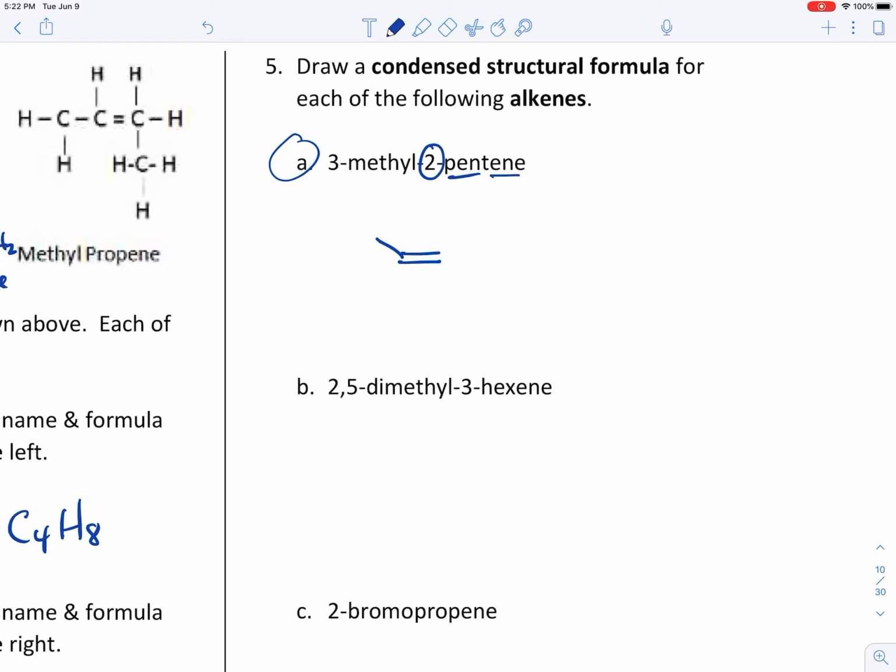And now I have 1, 2, 3 carbons so far. So 4 carbons, 5 carbons. There's my pentene, or pent-2-ene, I suppose, right? Now the third carbon has a methyl branch. So the third carbon, counting from the same end of the molecule, means we'll put a methyl branch here.